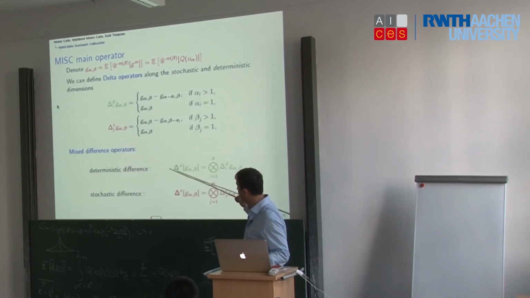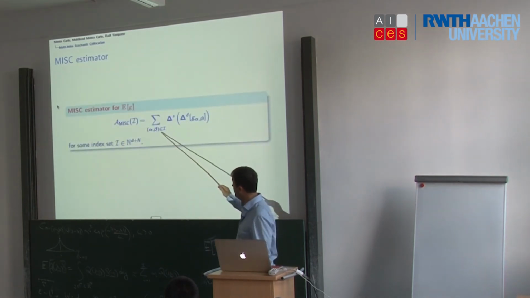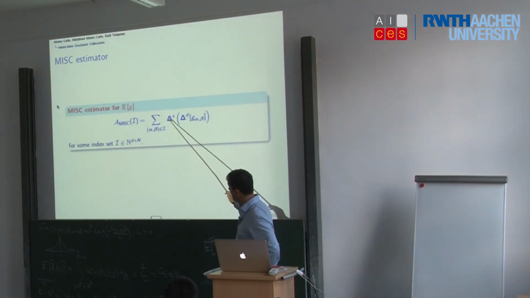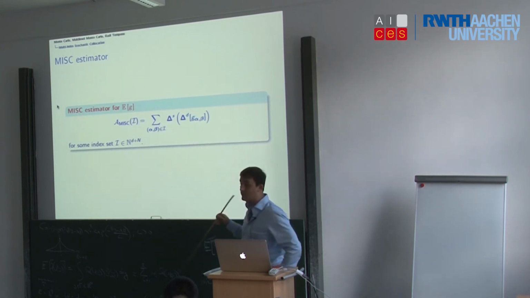So you compose the deterministic difference with the stochastic difference, and you just write the multi-index stochastic collocation approximation, which is just a sum over, again, an appropriately chosen calligraph I set of these mixed differences. Observe now that this is a deterministic quantity. It's not a stochastic quantity anymore.